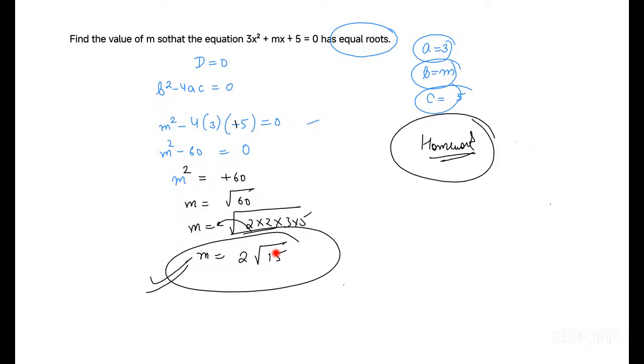Now, how do we find the equation? So now we don't have to find the equation. Here the question is the value of M. We have to find the value of M. So basically, I got the value of M is 2 root 15. So the equation will be 3x square plus 2 root 15 x plus 5 is equal to 0. This is the equation. Understood, Jashan? Everyone understood? Jashan, Abigail, Ira, Edric, Vivian, Joshua. Yes or no?